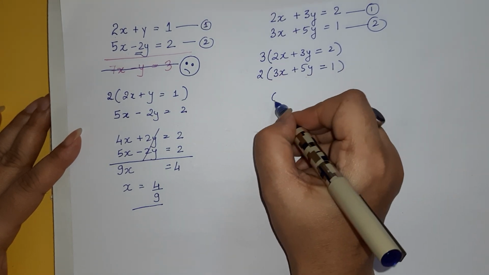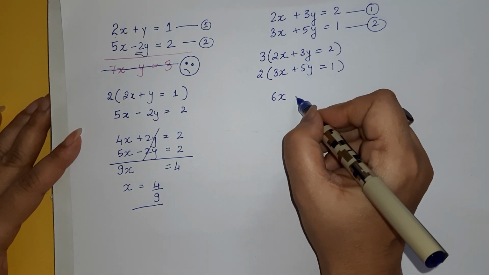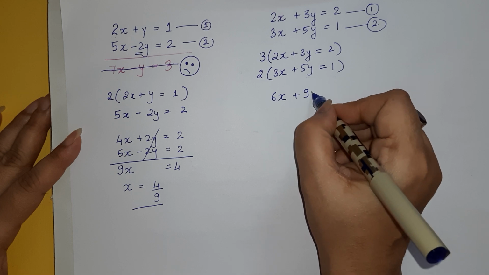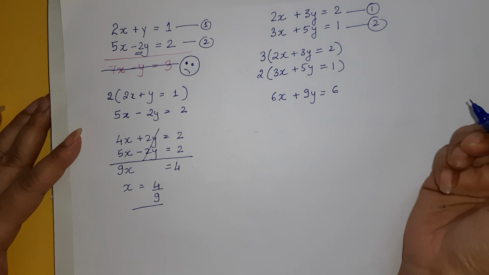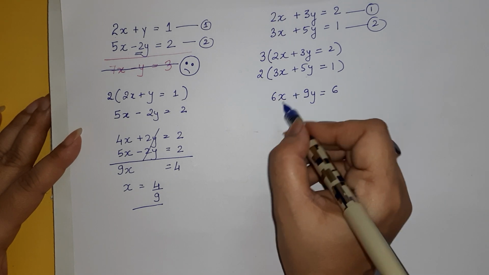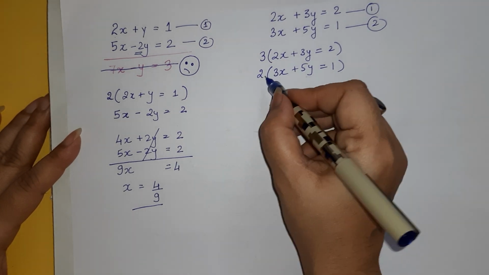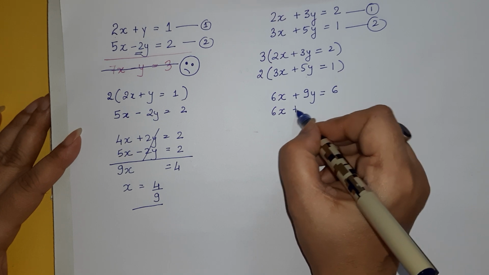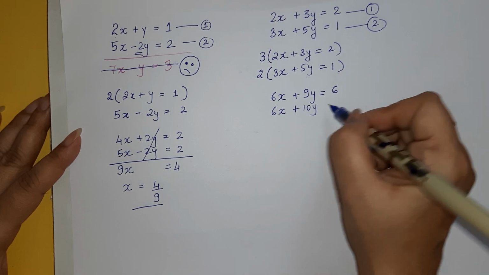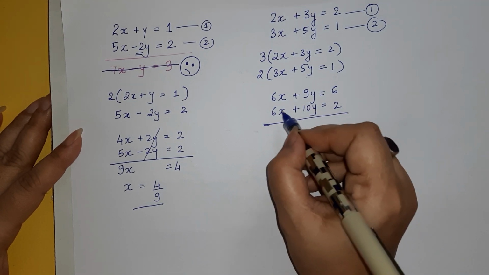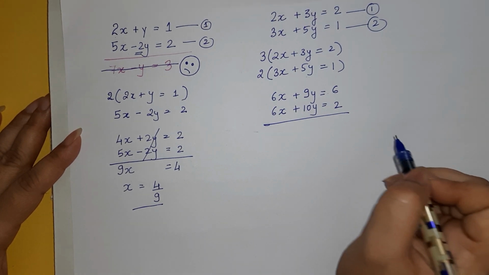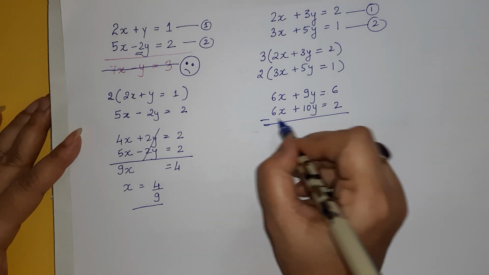3 into 2x gives you 6x. 3 into 3y, 9y. And 3 into 2 is 6 again. 2 into 3x gives you 6x. 2 into 5y gives you 10y. And 2 into 1 is 2. Since the signs are all the same, we need to subtract here.